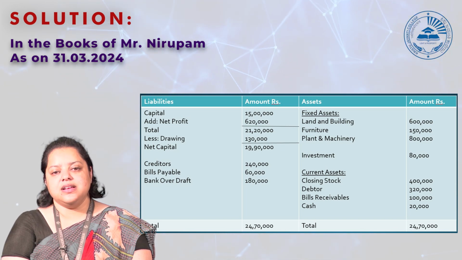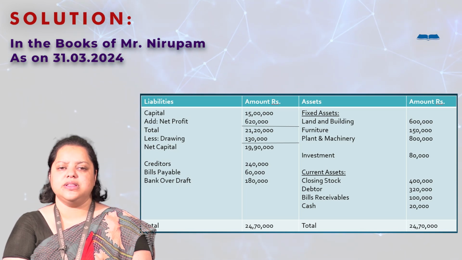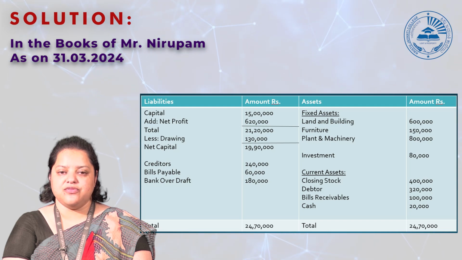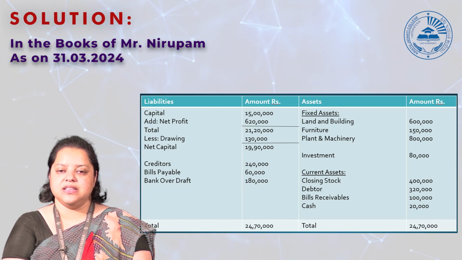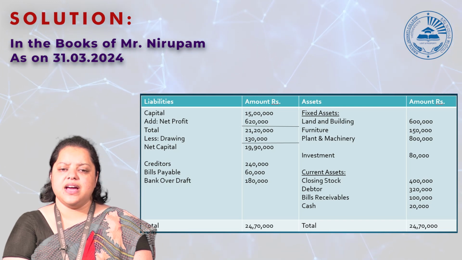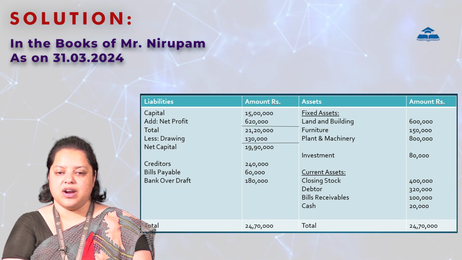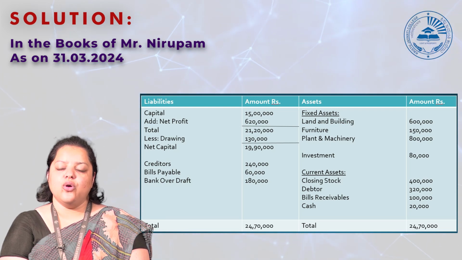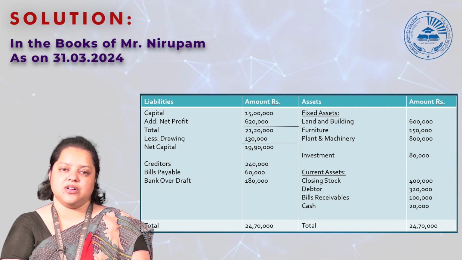Come to the asset side. The same way as with liabilities, we need to add all the amounts. Fixed assets 6 lakh, 1,50,000 furniture and plant and machinery 8 lakh, investment 80,000, and current assets we are having 4 lakh, 3,20,000, bill receivable 1 lakh and cash 20,000. If you add all these amounts, we will get the same total, 24,70,000.